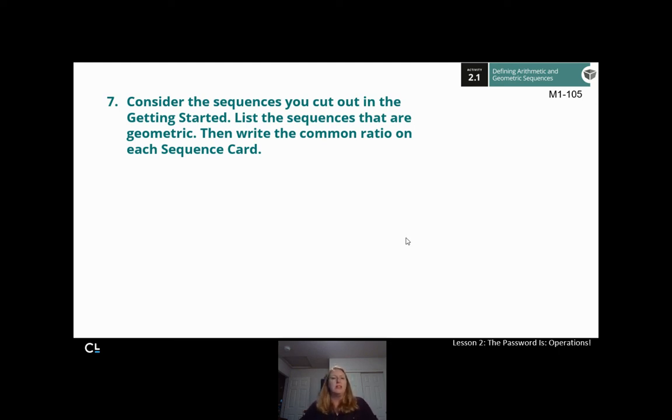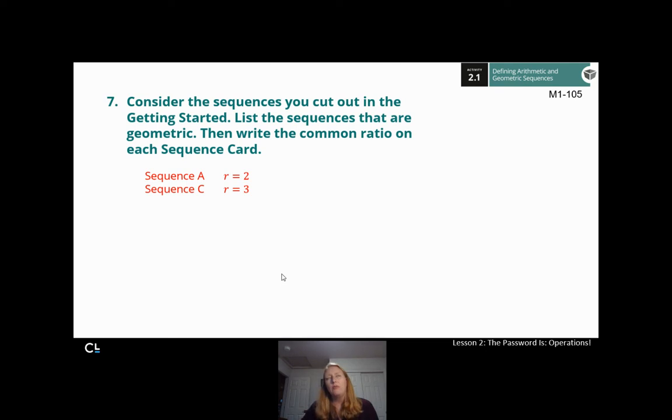All right, how you doing? Well, I went through my cards and I noticed that sequence A was multiplied by two. That was our pattern, times two, times two, times two. So fine, sequence A is geometric, R equals two. I also discovered that sequence C was multiplied by three, was our pattern, times three, times three, times three. So my common ratio, R equals three. Yay.